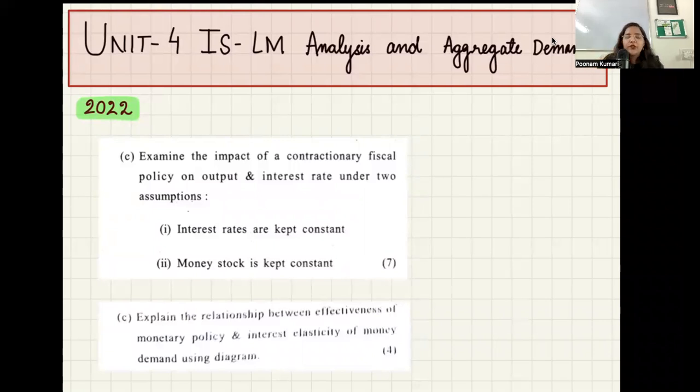What are we going to do today? We are going to discuss a few problems related to ISLM. So ISLM related numericals, that we will try to solve in this particular lecture. So let's proceed with that.